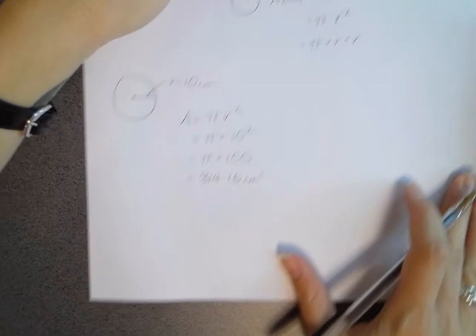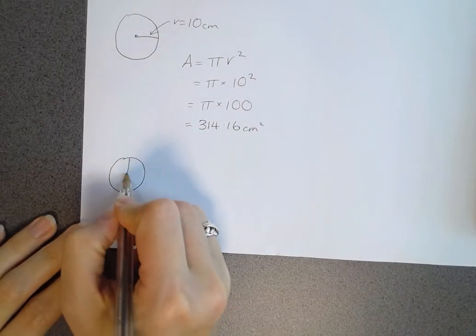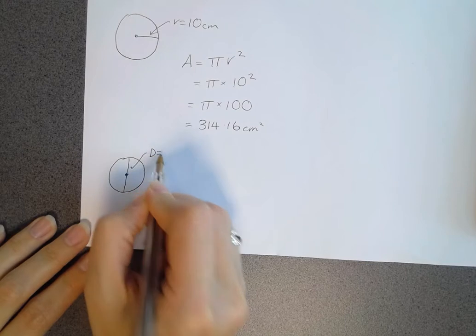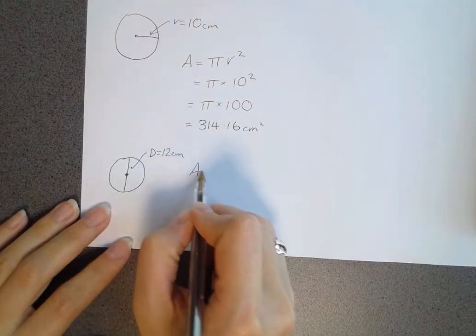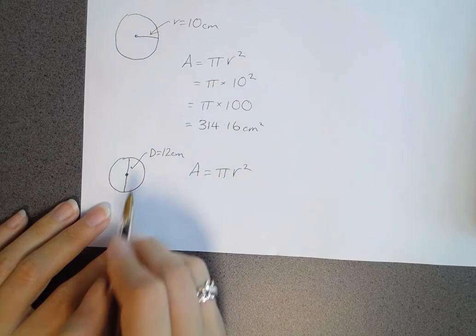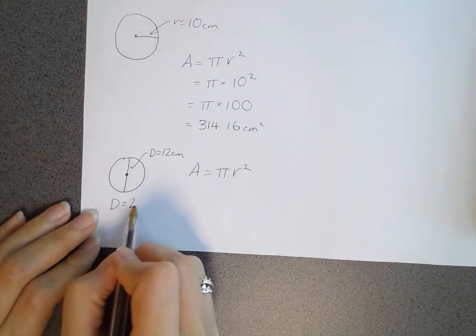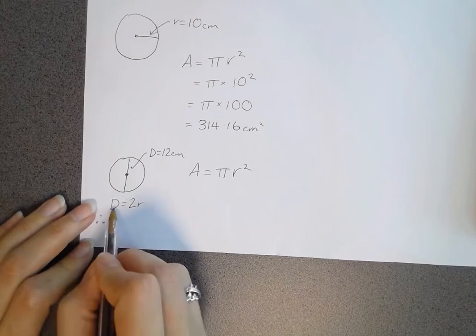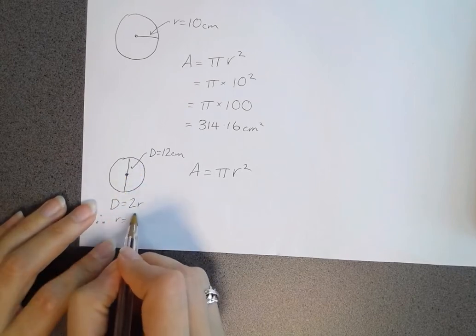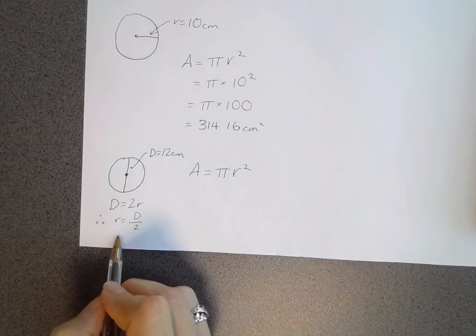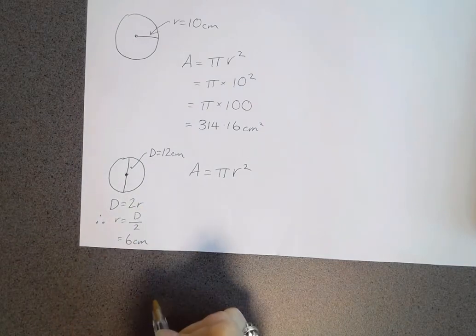Now that seems all well and good. Let's take a circle where this time we know that the diameter is equal to 12 centimeters. So we can't just launch into our pi r squared because we actually don't have a radius yet. So diameter equals 2r, or 2 times the radius. So we have to think about radius is equal to the diameter divided by 2. And that will equal 12 divided by 2, which equals 6 centimeters.